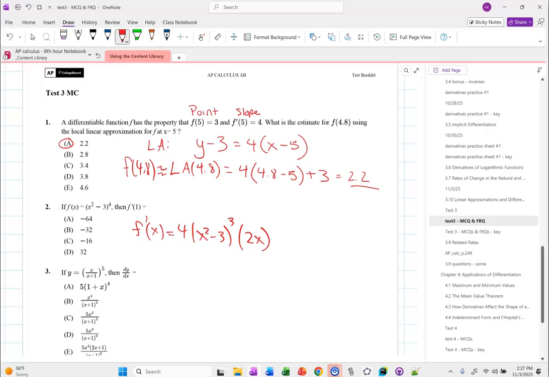And then when you plug 1 in, you get 4 times negative 8 times 2.